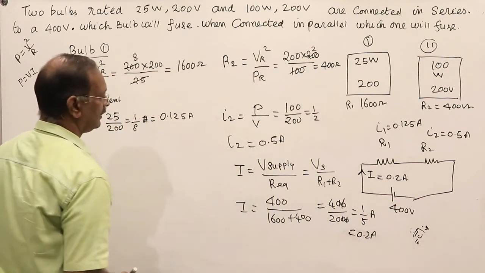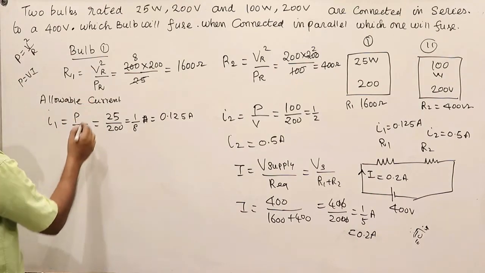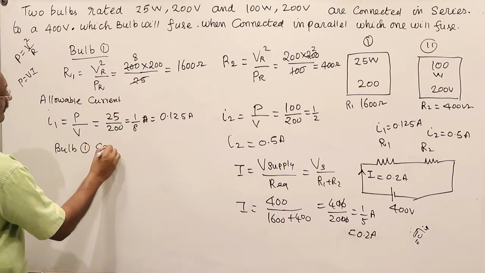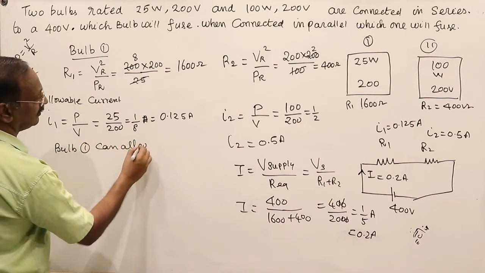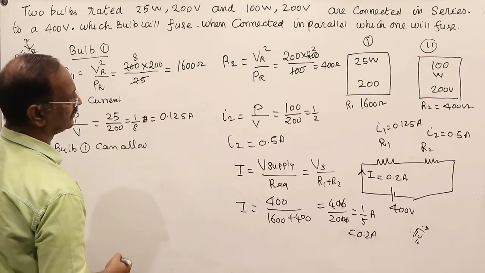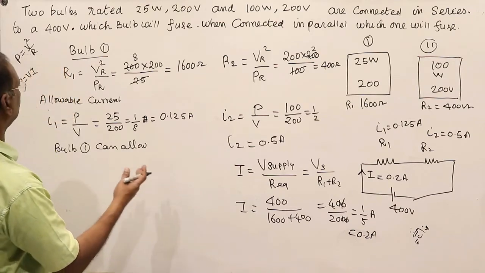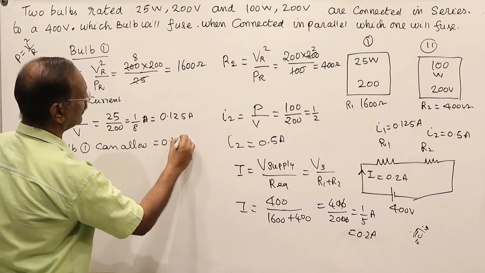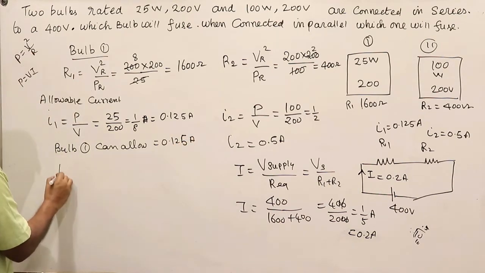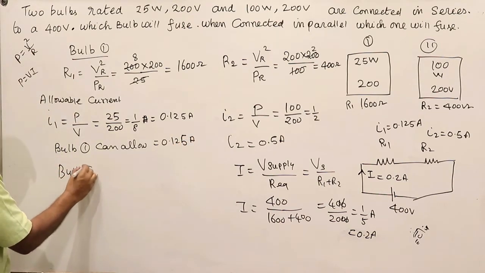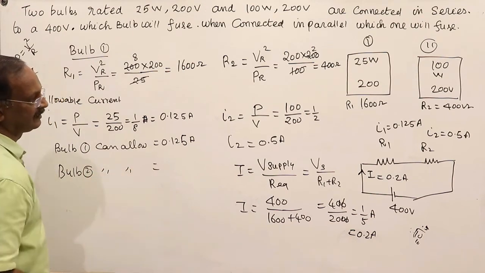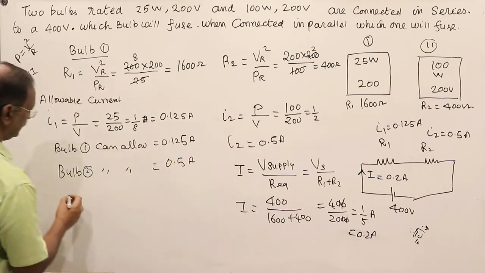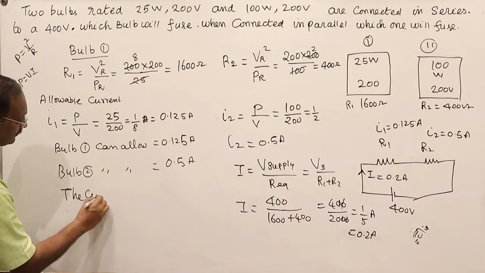Okay. Now bulb 1 can allow how much current? Bulb 1 can allow a current of I1, which is 0.125 ampere. And bulb 2 can allow a current of 0.5 ampere.